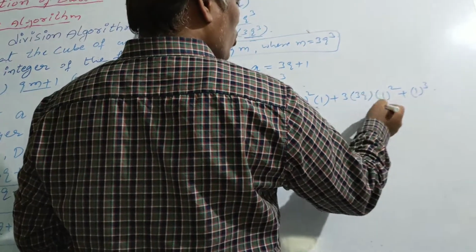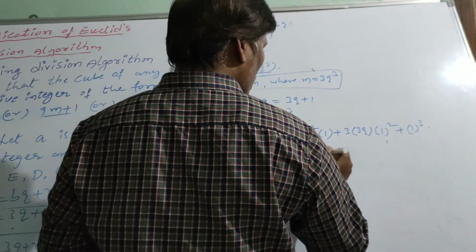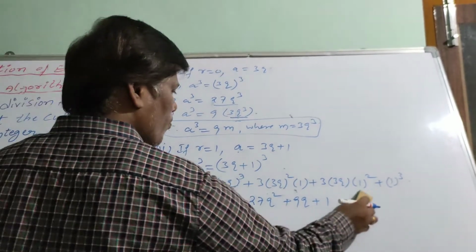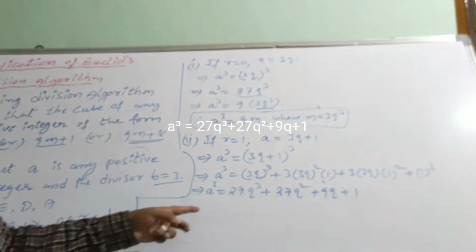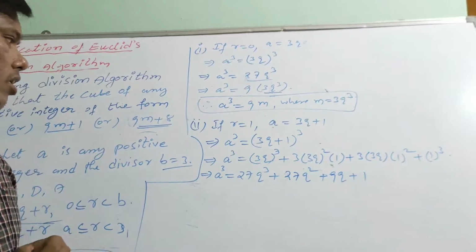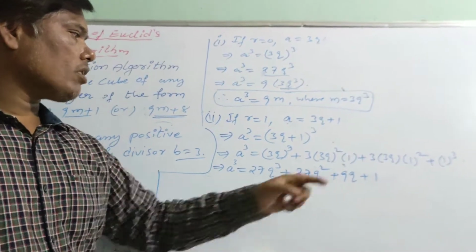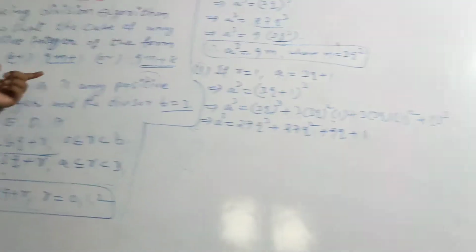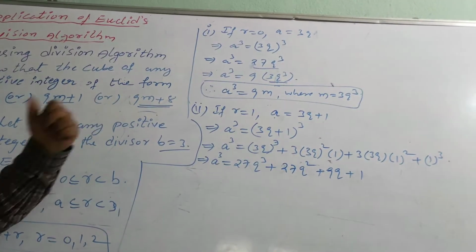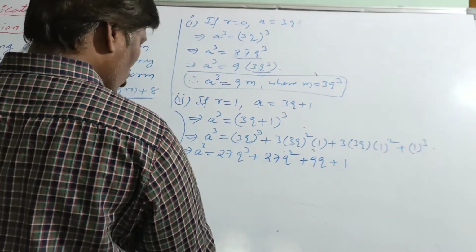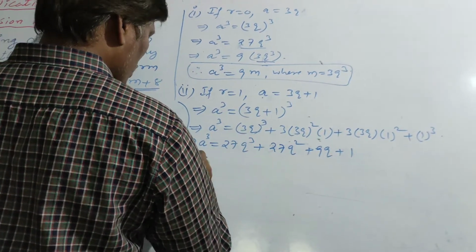Okay, 3 into 3q into 1. 3 3 is 9q. 9q into 1, 9q. Plus 1 whole cube is equal to what? 1. So if you expand this, we will get a cube is equal to 27q cube plus 27q square plus 9q plus 1. But we should get any one of the form 9m or 9m plus 1 or 9m plus 8. So we have to take 9 common here to express in this form.